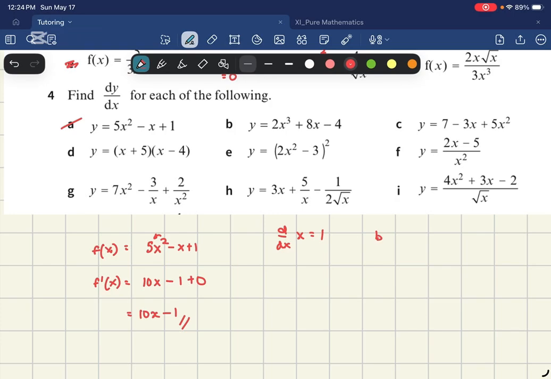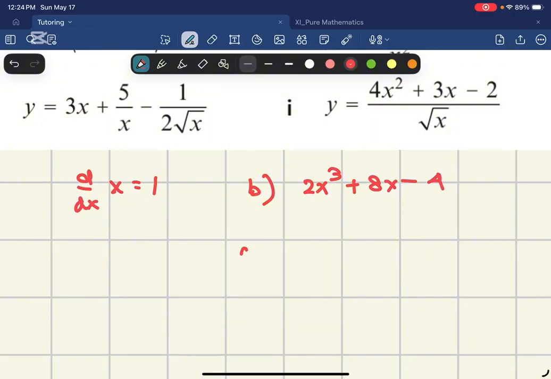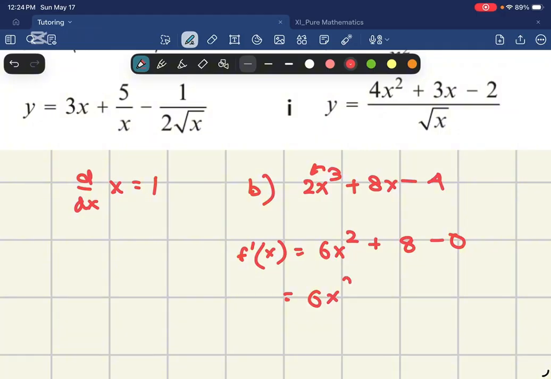For b, you have 2x cubed plus 8x minus 4. So if you take the derivative, right, f dash of x is going to be, bring 3 to the front. 3 times 2 is a 6x squared. 3 minus 1 is squared. Plus 8, factor out, d by dx of x is 1, minus 0. So 6x squared plus 8. That is going to be your answer.